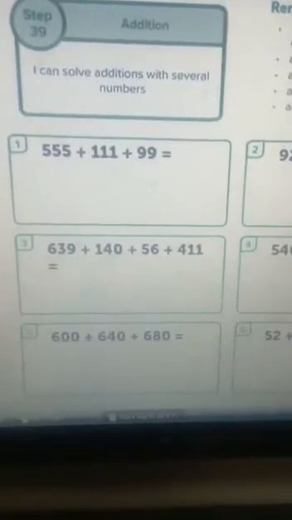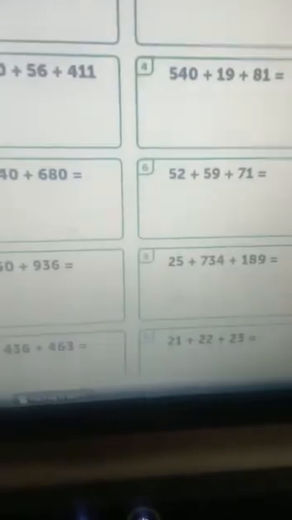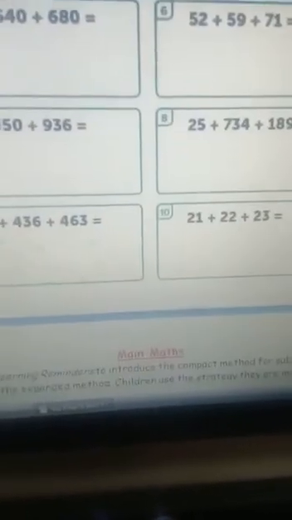You've got some more there. Look carefully at the numbers, really focus on the numbers and see how well you can get to the answers. Answers at the back of the pack.